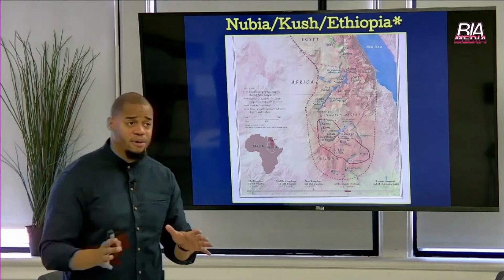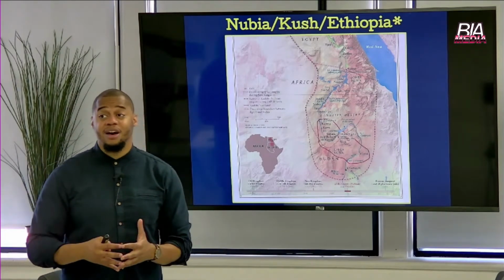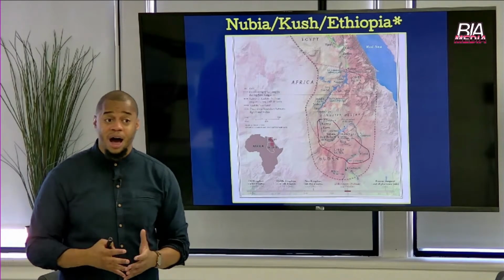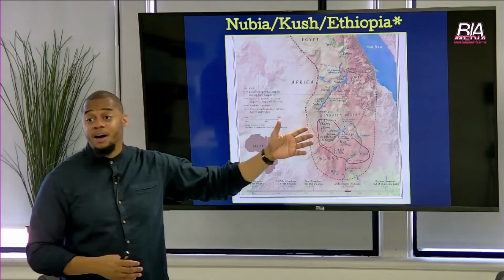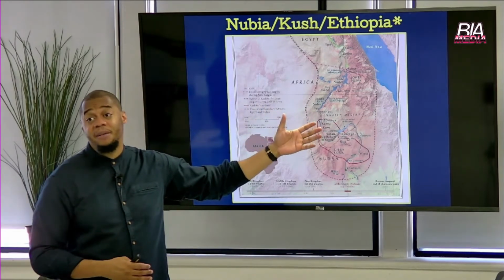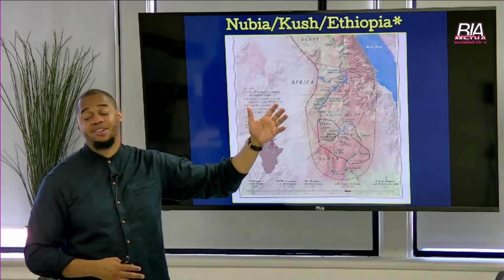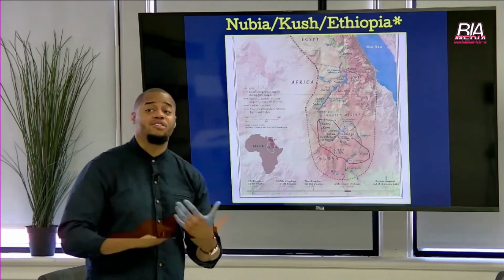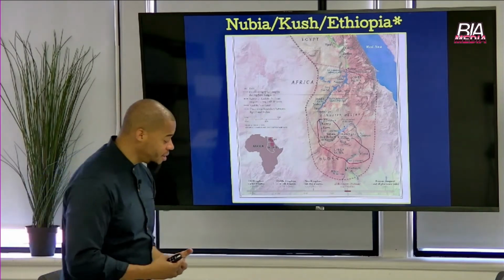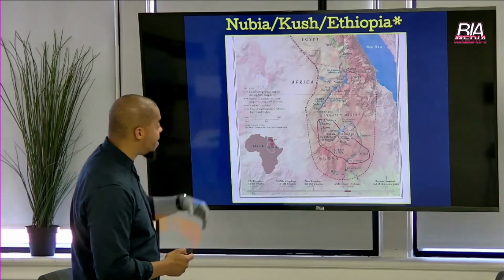And UNESCO in the mid-20th century is involved in this. And quite frankly, they did a good job, but it wasn't complete. And there are some things that are probably still underneath the Aswan Dam, submerged underwater, that we'll probably not have access to forever. But that was what started off this Nubian phase of studying African history.